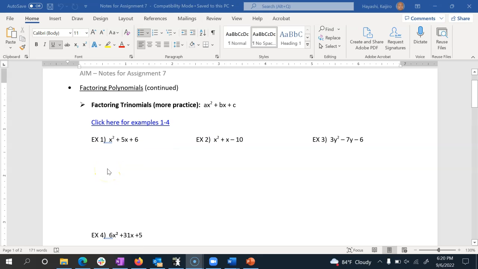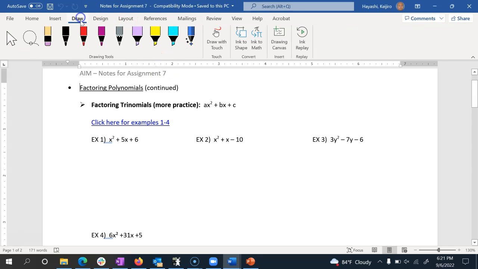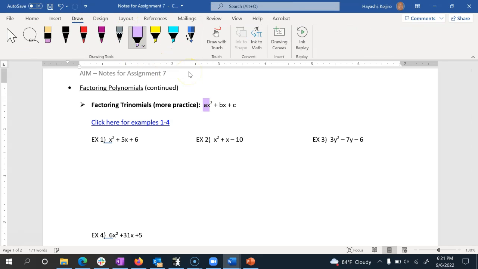Right, so we're going to get in more practice factoring trinomials of the form ax squared plus bx plus c. Sometimes a is just the number 1, in which case it just looks like x squared. But sometimes a can be a different number. Like on this third one here, a is 3. It doesn't just start off with a y squared, it starts off with a 3y squared.